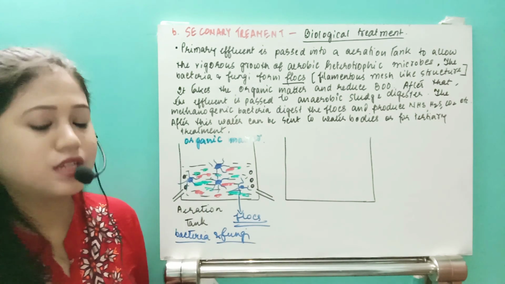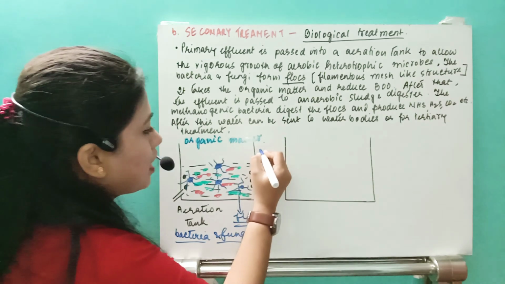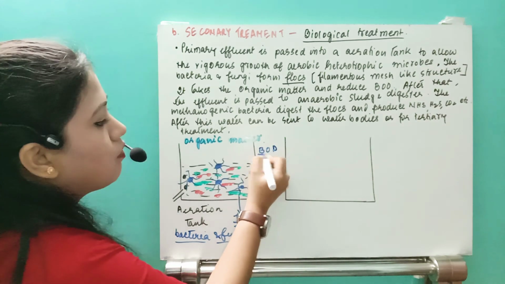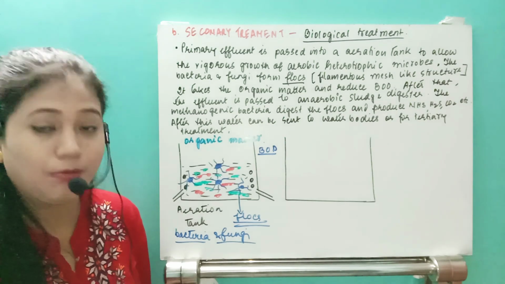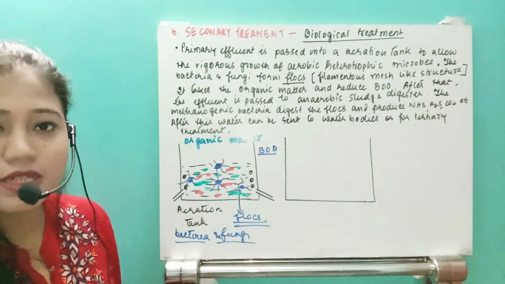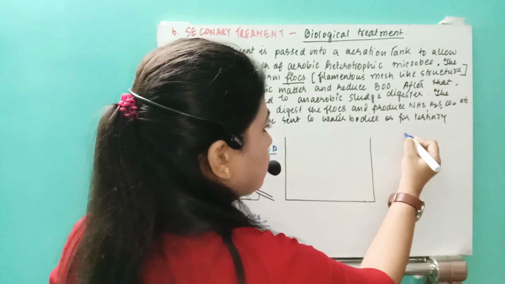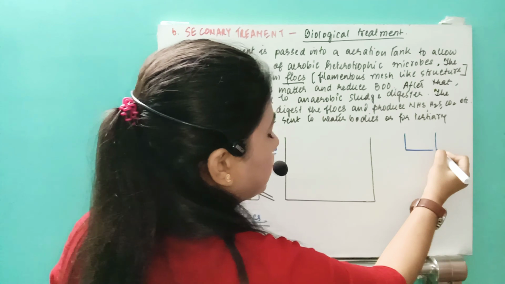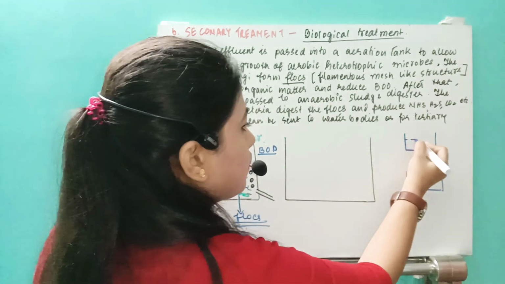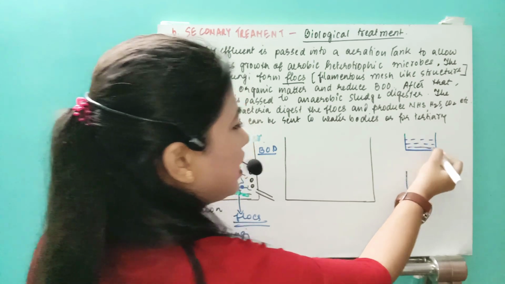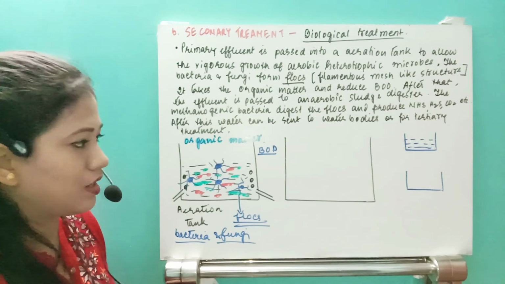Now one term we have to see is BOD. What is BOD? BOD stands for biochemical oxygen demand. Let me tell you one very easy example so that you can understand. First of all, this is one water body, and this is another water body. In the first water body, we have very few living organisms, very little organic matter.